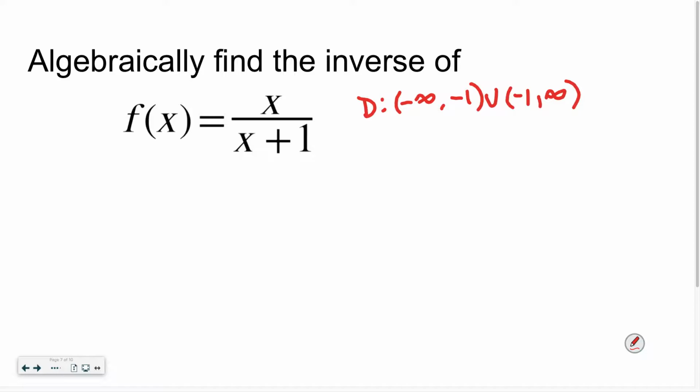We haven't really worked a lot with rational functions in this class. So instead of talking about our horizontal asymptote rules, which we're going to talk about in chapter 2, let's just worry about the domain of the original. And then when we get to our inverse, we can talk about its domain. So I'm just going to stop here and let's do the algebra. When we find an inverse, we switch x and y.